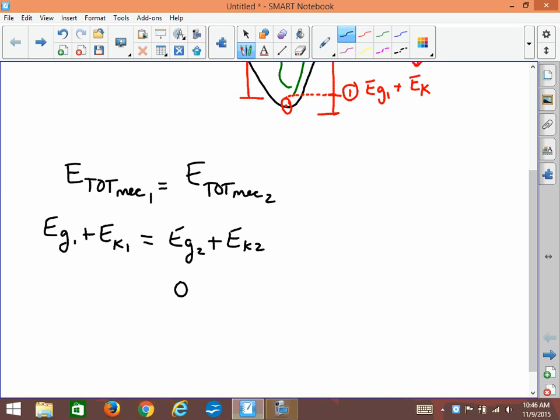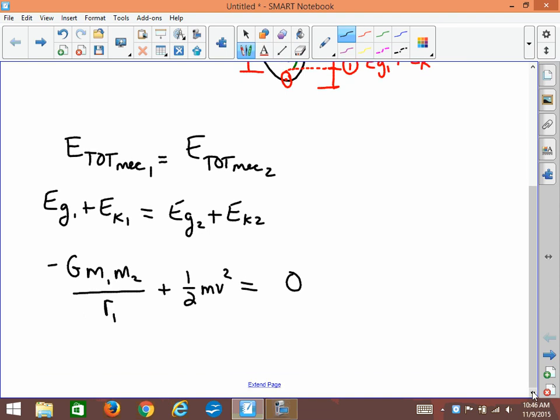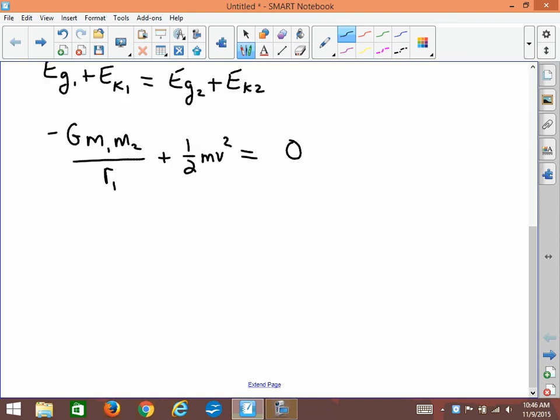And then all that's left, well, let me move that because I'll have to write it in the equations. All that's left is to write negative G M1 M2 divided by R. This is Eg1, so it's R1. And then plus the kinetic energy, 1/2 mv squared. And it will equal 0. Let's move that to the other side. 1/2 mv squared equals positive G M1 M2 over the initial R1.